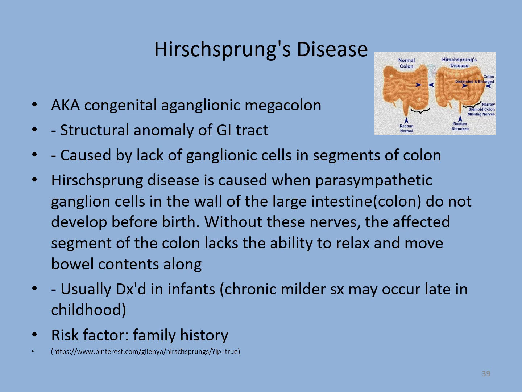So Hirschsprung's disease is caused by the lack of ganglionic cells in parts of the colon, and it happens in utero when the parasympathetic ganglion cells that all of us have in the wall of our large intestines do not develop. In these parasympathetic ganglion cells are the nerves that cause the colon to contract and relax and move the bowel contents through so that you're able to go to the bathroom and poop. These kids don't have those parasympathetic cells. So we usually see it in infants.